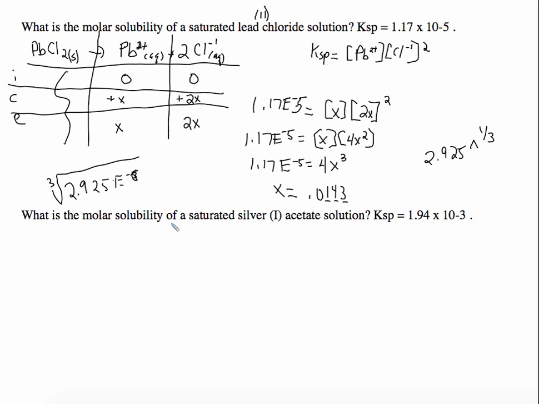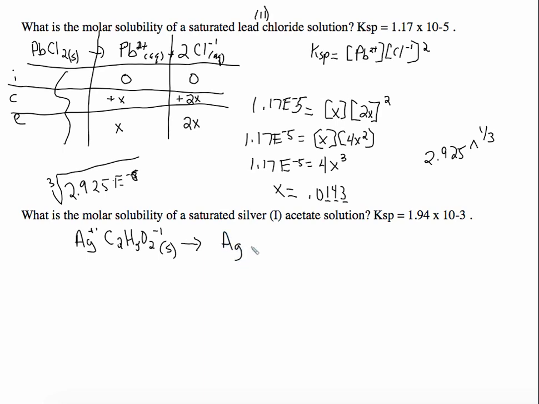Why don't you pause the video and try to see if you can do this problem right here. What is the molar solubility of saturated silver 1 acetate? You're going to start off with silver +1, acetate is C2H3O2 -1, and that's a solid. You'll have to write the dissolution equation and then see if you can do it. So pause the video here and see if you can do it. Then I'll show you how I work through it.